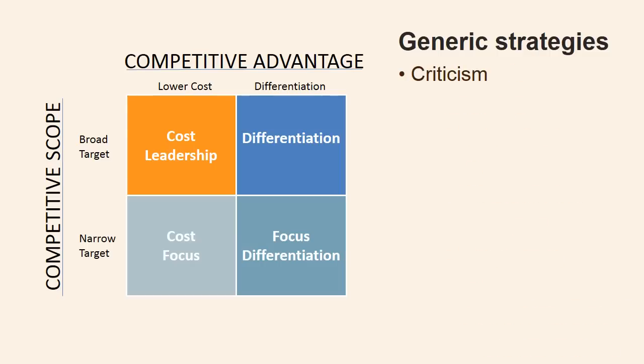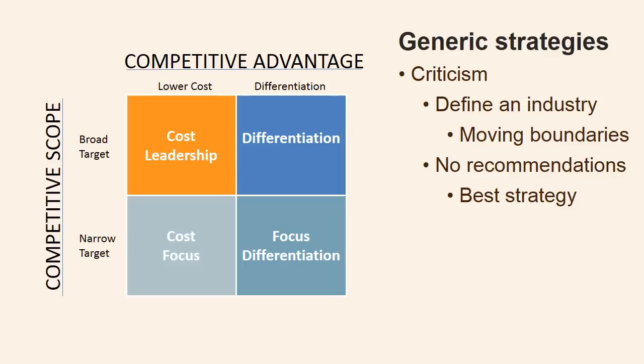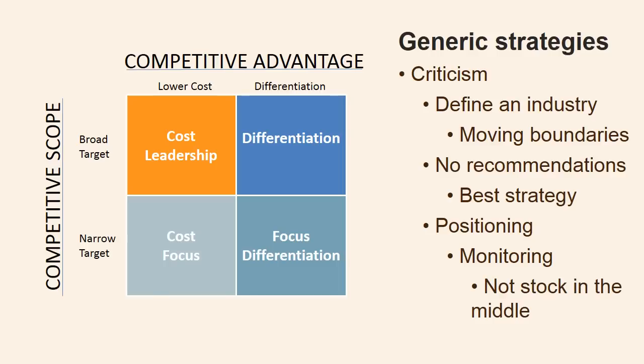Now follows a criticism of the model. It is difficult to define an industry. The boundaries of an industry are almost always moving. The model makes no recommendations about which generic strategy in the individual industry is the better choice. The model allows for continuous positioning of our own firm's competitive advantage, as well as continuous monitoring of our competitors' position in the industry, so we do not get stuck in the middle.